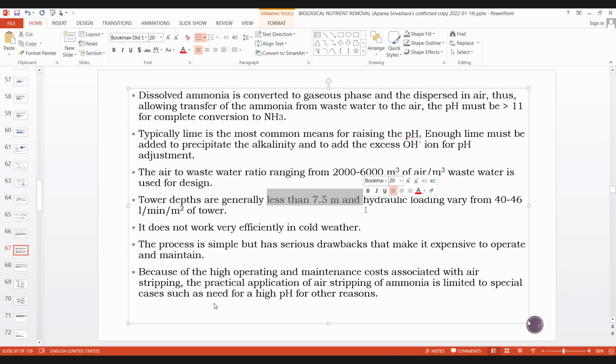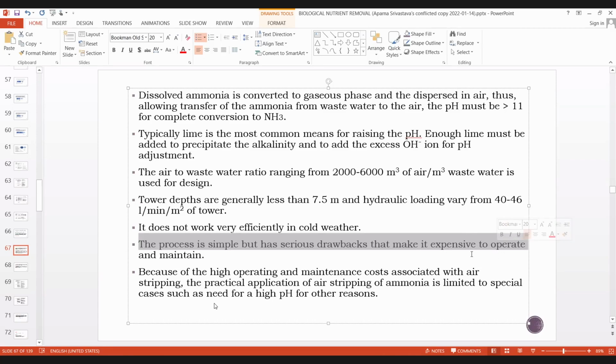Next is depth. Why depth? Because depth is important. It defines the contact time between the wastewater and media. So that's why it is one of the important factors, because some time is required to complete the reaction. It does not work very efficiently in cold weather. This process is simple but has a serious drawback: it is expensive. Why is it expensive? Because a lot of lime is required.